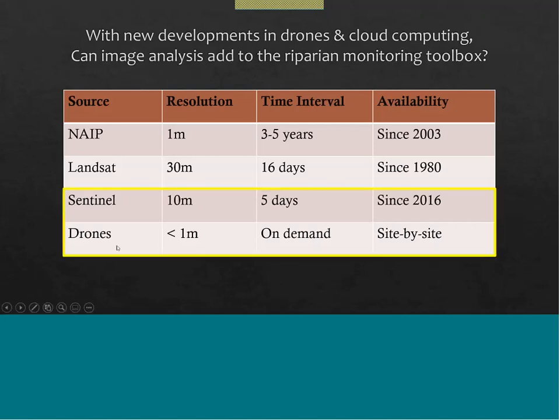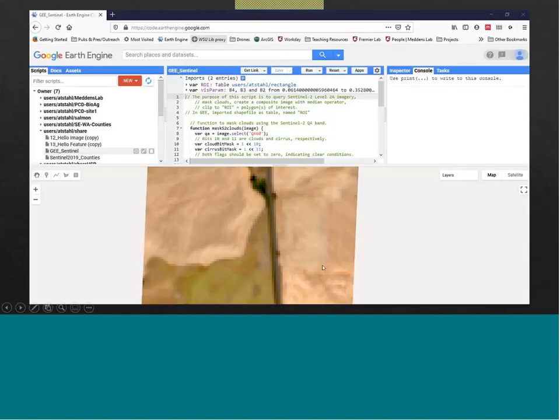And then also with drones, we can get less than 1 meter resolution, much less than 1 meter, so really fine scale, really pretty great pictures, and we can collect those in theory on demand when it's important on a site-by-site basis. And so I want to give you an example of what this looks like.